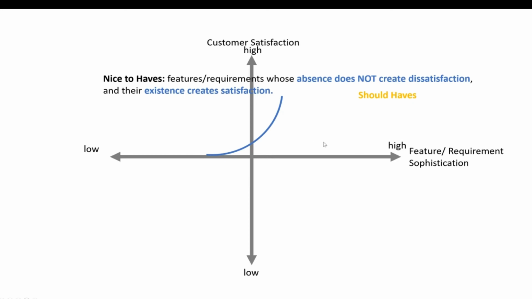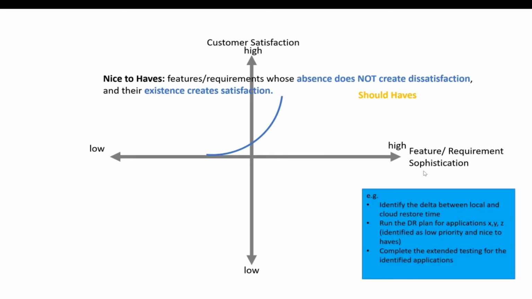Nice-to-haves are the opposite of must-haves. Those are features and requirements whose absence does not create dissatisfaction, and their existence creates satisfaction. So as you see here, if these requirements don't exist, they don't create any dissatisfaction, discomfort, or anger for your customer. However, if they exist, they actually make your customer happy. So in terms of priority, those are the lowest priority items.